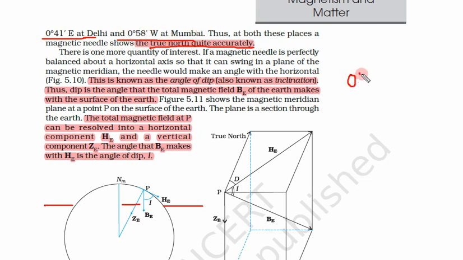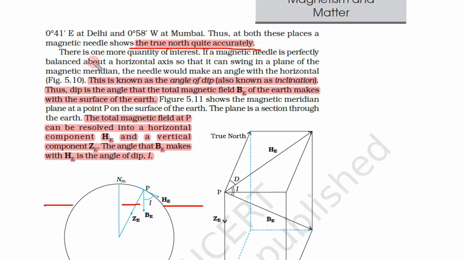As soon as it becomes 0 degree 60 minutes, what will it change into? This 60 minutes will change into 1 degree. So this is 1 degree 0 minutes. This is the way we represent it; this single comma is minute. So at these places the needle shows the true north accurately.